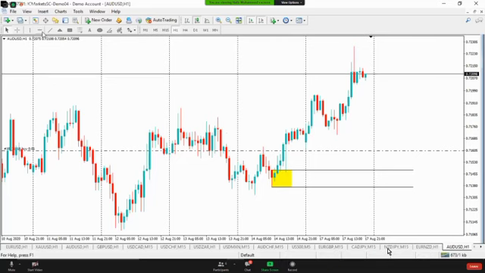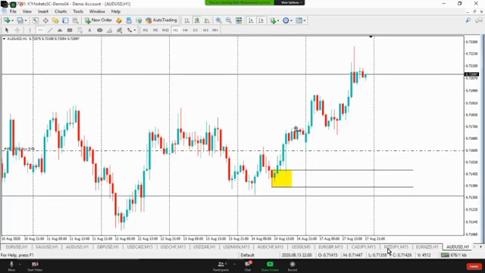This was the low of Friday, and this was the high of Friday. That was the high of Friday. This was the high of Friday, and this was the low of Friday. When the market is in an uptrend, we are aiming at catching demand zones that are close to the lows.